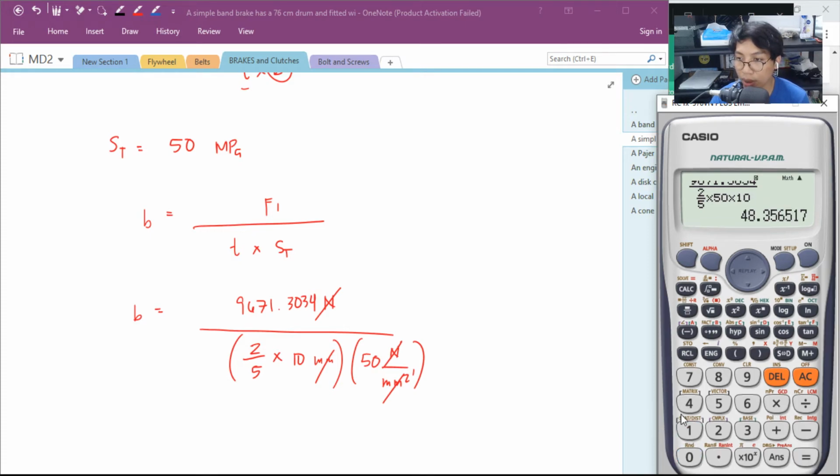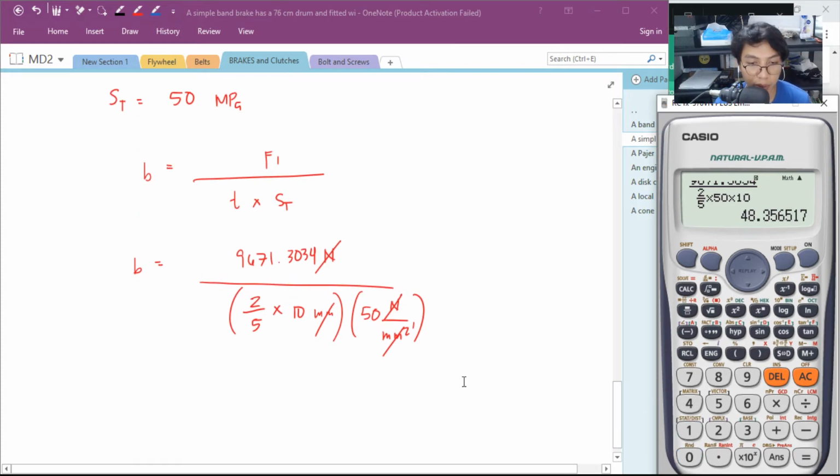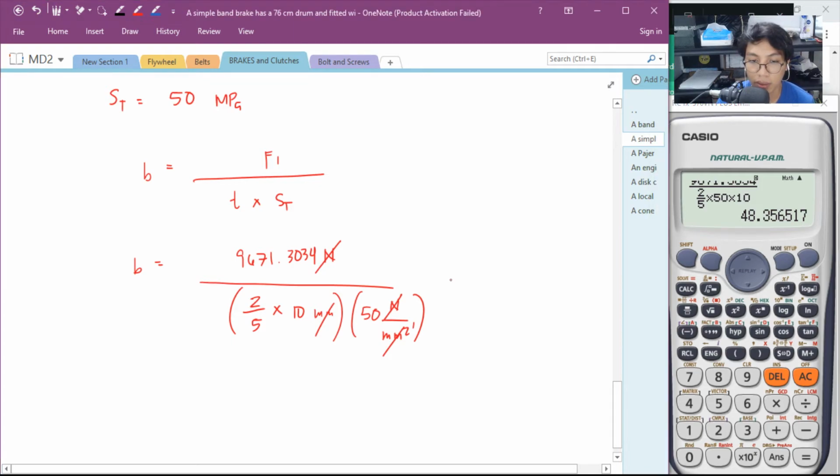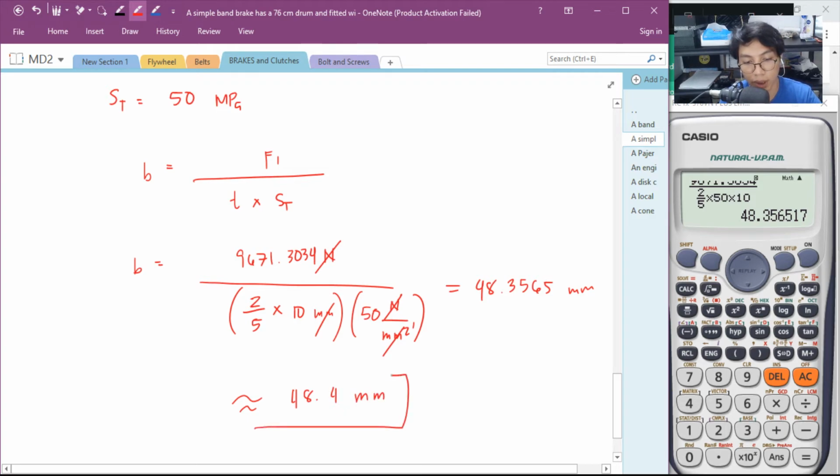The answer is 48.44 millimeter. 48.3565 mm. Approximately 48.4 millimeter. That is the answer for problem number.